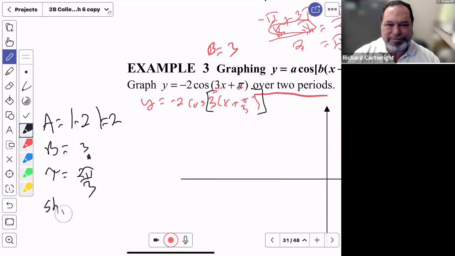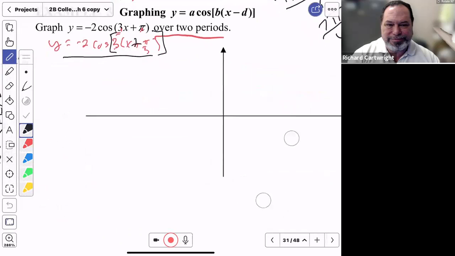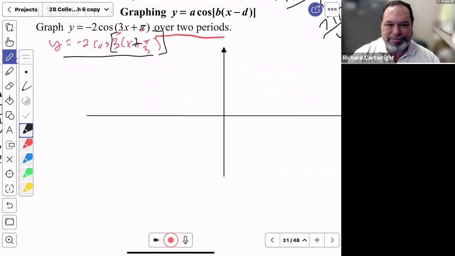It shifts left or right. Look at this one right here. It's a plus sign here, so it shifts left, pi over 3. That means it's negative pi over 3, because normally it starts at 0, okay? So what I'm going to do is call this negative pi over 3 starting out. Okay. And I'm going to make my horizontal lines.